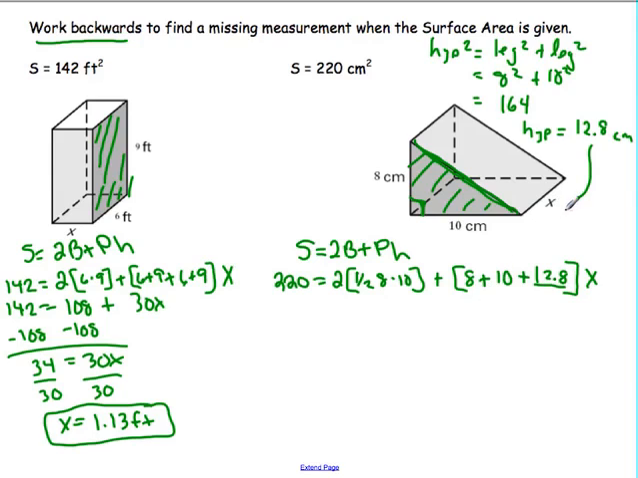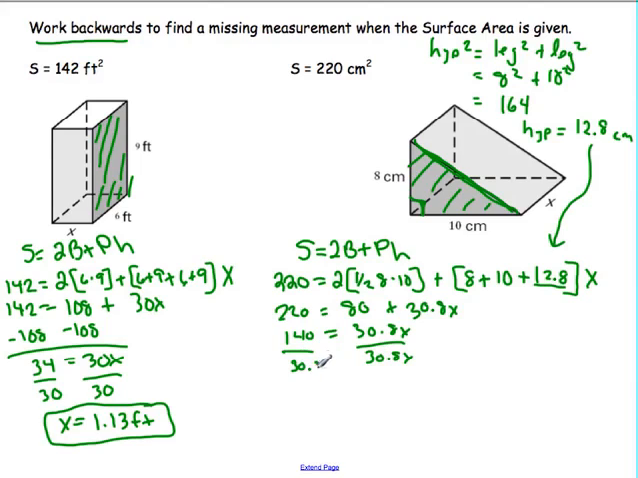So I have to do that earlier work just in order to get this answer down here so I can continue working with this. This would give me 220 equals 80 plus 30.8x. I'll subtract 80 from both sides. I'll have 140 equals 30.8x. When I divide both sides by 30.8, I'll get my final answer here of x equals approximately 4.55 centimeters. It's going to be the distance between my two triangles.